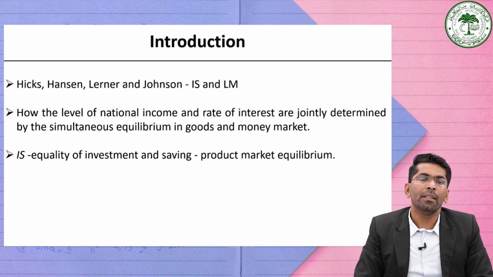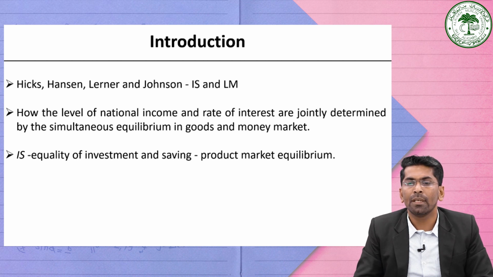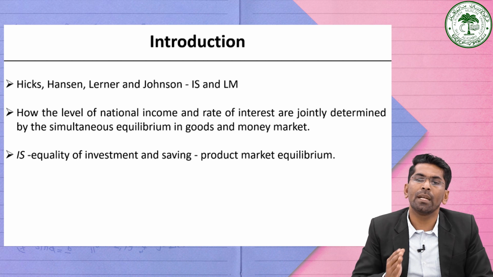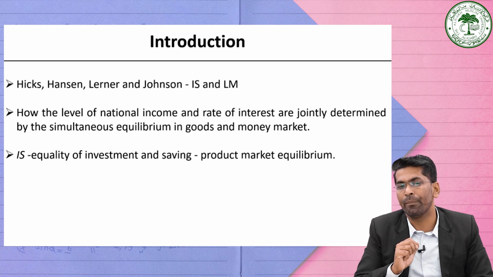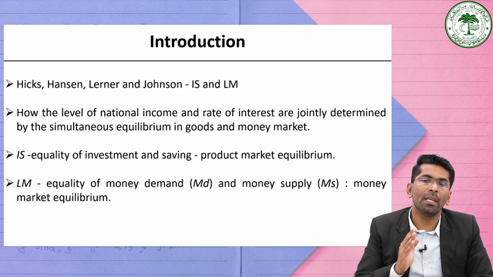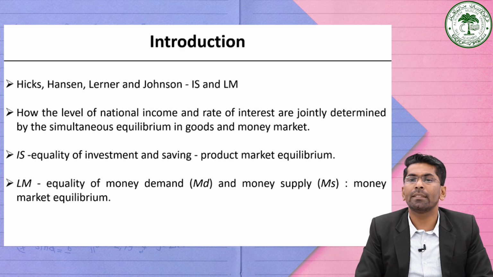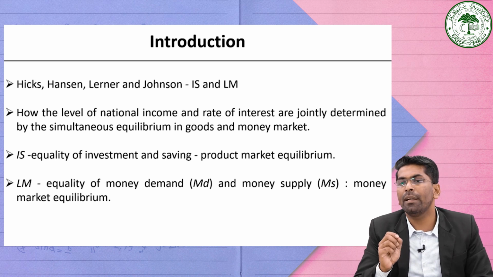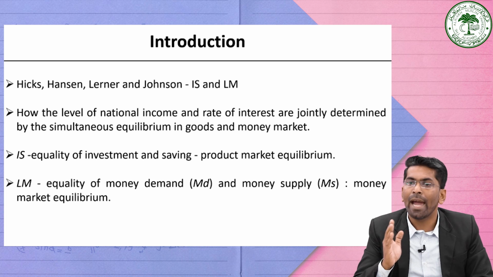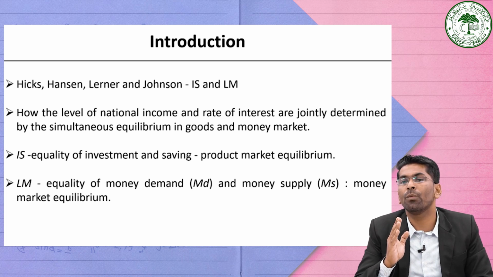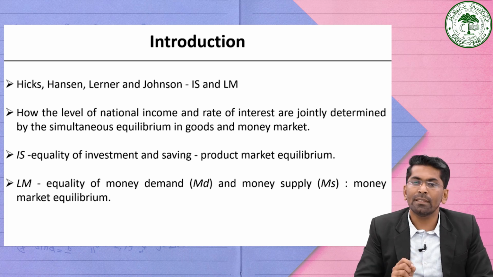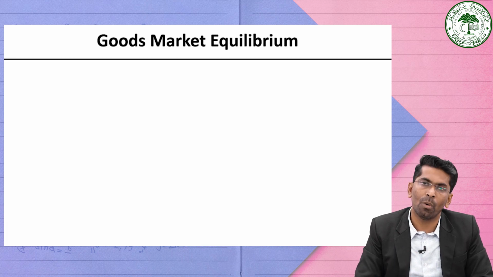The IS curve shows the equality between investment and saving, which represents the product market equilibrium. Similarly, we have the LM curve. Here LM denotes the equality of money demanded and money supplied, that means demand for money and supply of money, representing the money market in equilibrium. So this IS-LM model has become a standard tool for macroeconomic policy intervention.